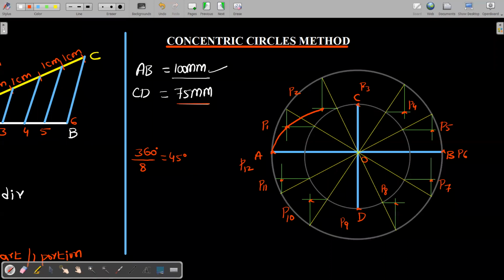So next is a part of the curve. Next. Okay, next. So this will become an ellipse by using the arc of circles method.